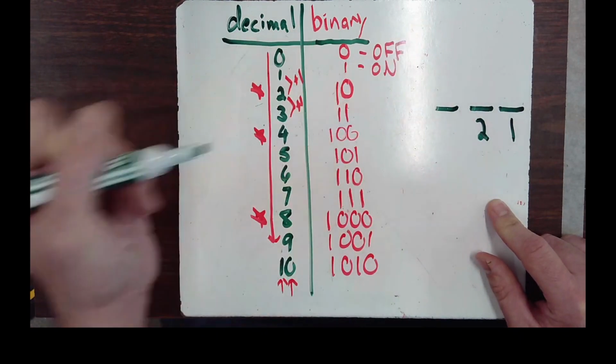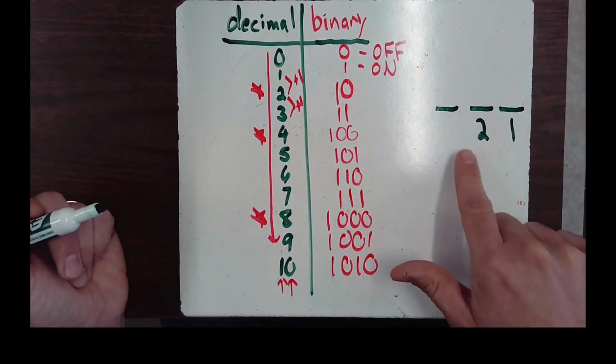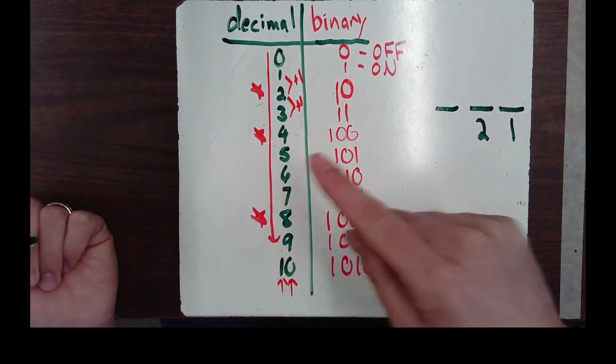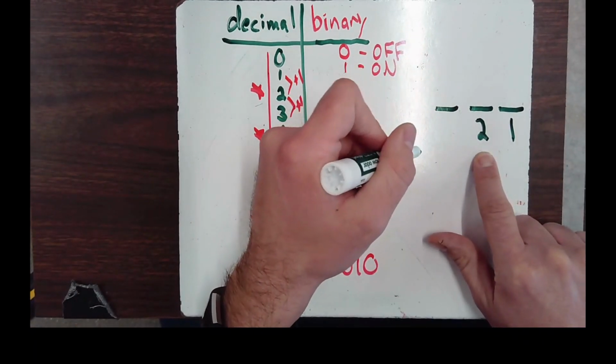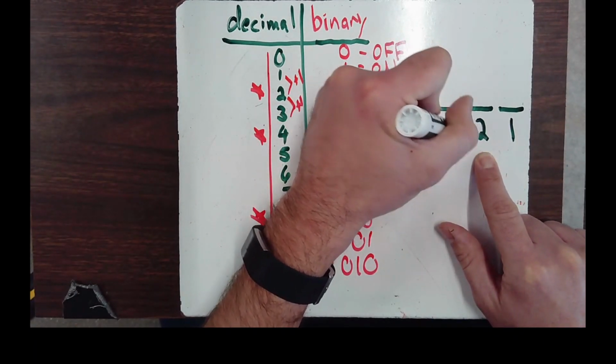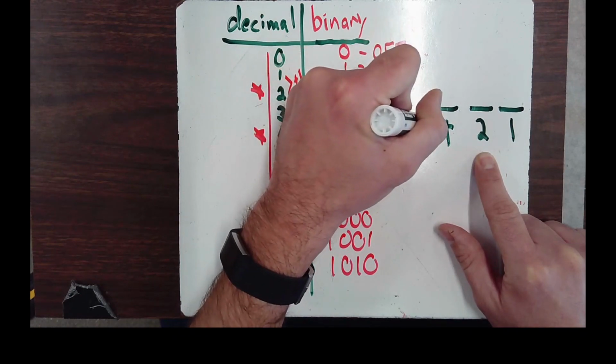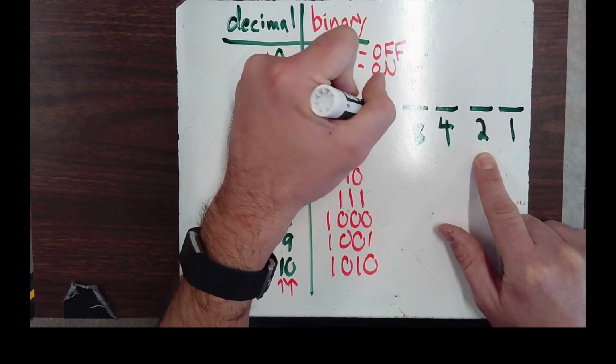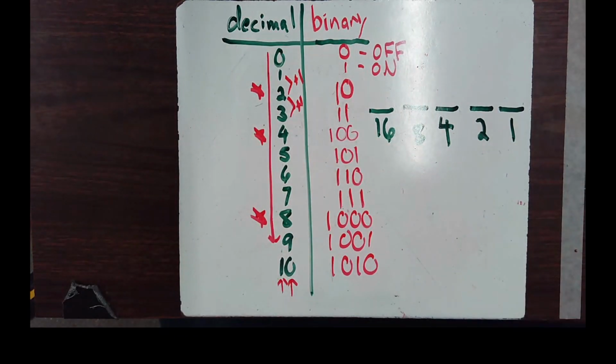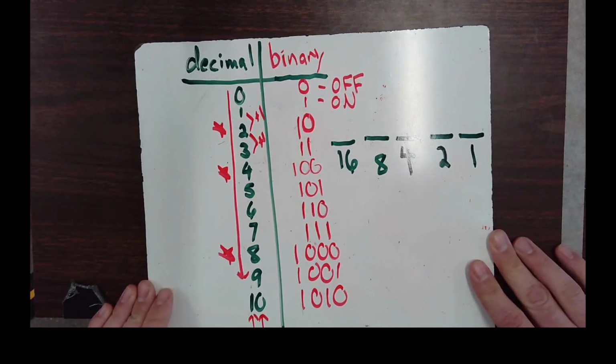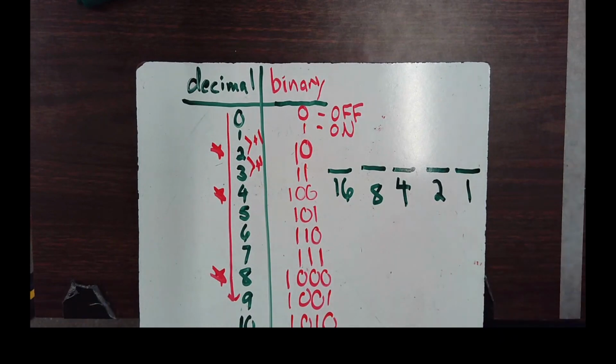And every time, like we pointed out over here, it doubles. So if I double 2, that becomes 4. If I double 4, that becomes 8. If I double 8, that becomes 16. So how can we use these place values to help us out a little bit? Well, here's how we can use it to help us out.